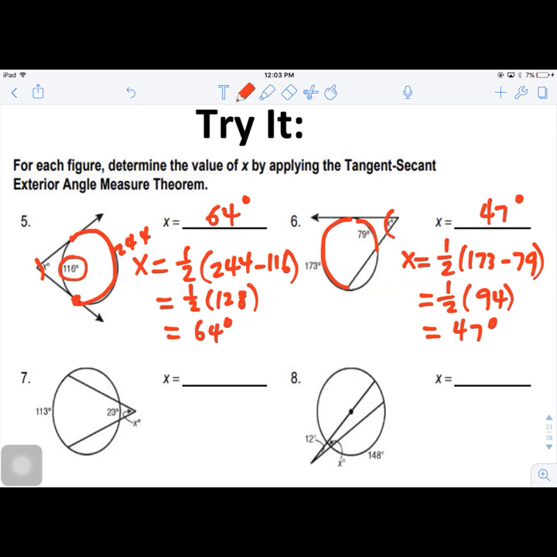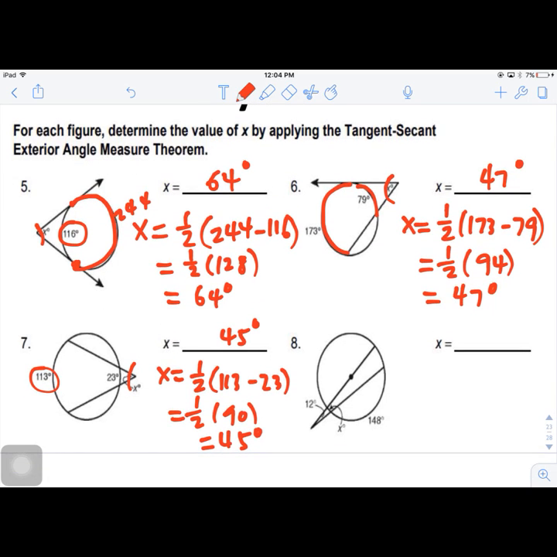Similar for number 7, the angle is X outside, which is half of the big piece, which is 113, minus the small piece, which is 23, and that's half of 90, which is 45. So X equals 45 degrees. Pretty straightforward, right? And we have the last one here, number 8.